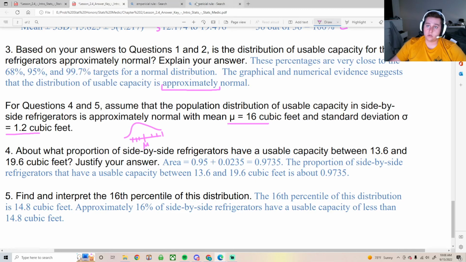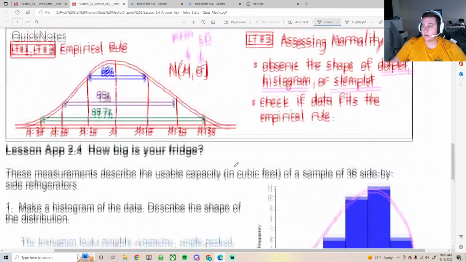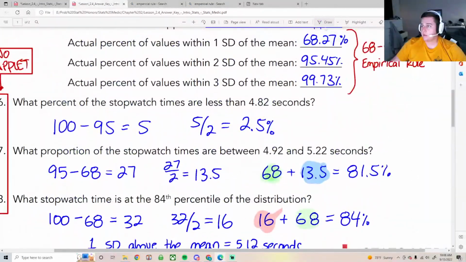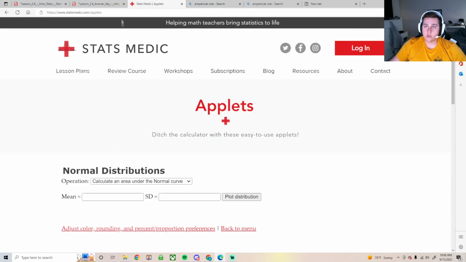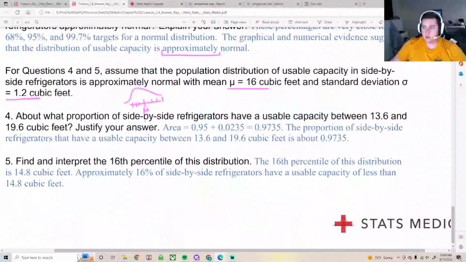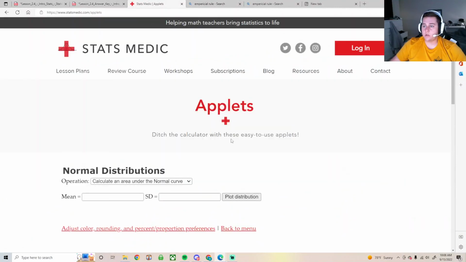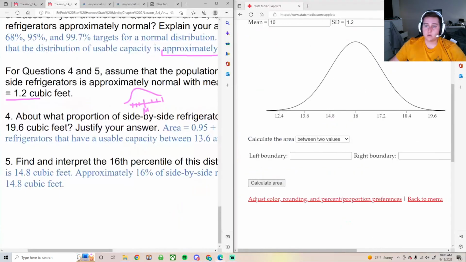Well, what you also could do, let's go back to the Statlet. New tab. You could also use Statlet for this, because what did they ask us for? A mean of 16, standard deviation of 1.2. So you just take it, mean of 16, standard deviation of 1.2, and then you click plot the distribution. Here's this. It's done for you. And now you can use these to answer whatever questions are thrown at you.